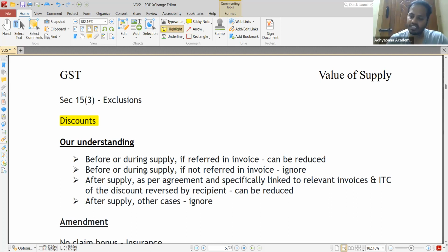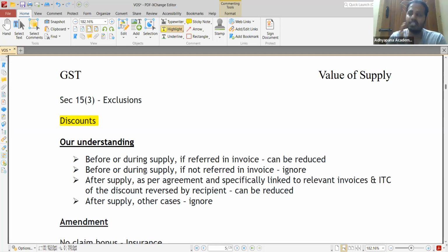Discounts are given after supply. Sir, how, sir? See, in the invoice it must be mentioned that discounts will be given. First of all, they have made an agreement separately. Like, if you buy 1 lakh worth of products from our end, then we will give a discount of 5%. So till buying 1 lakh worth of products, the discounts will be on hold. After purchasing 1 lakh of products, the discounts will become effective, right? And the same has to be linked to the invoice.